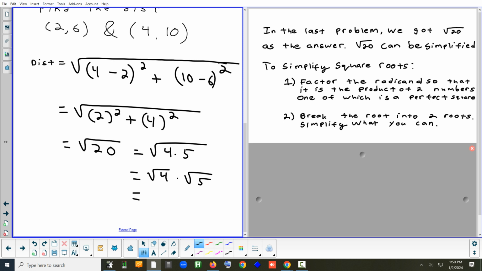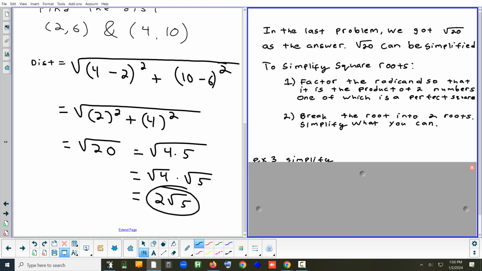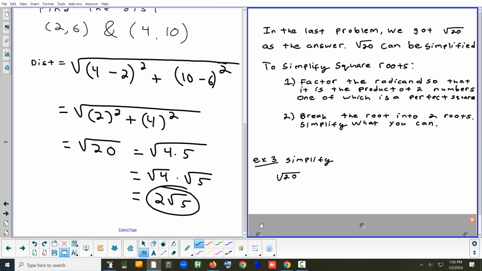Which one of these numbers can you simplify easily in your head? 4. Yeah, what's the square root of 4? 2. There you go. So that's 2 square roots of 5. We'll skip number 3. We just did that one.